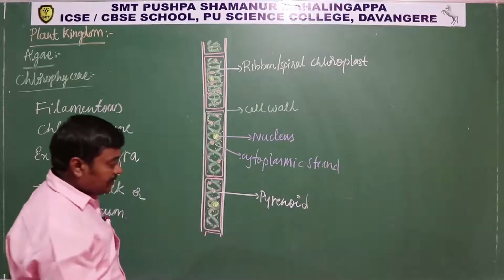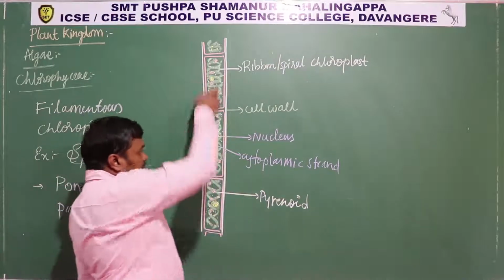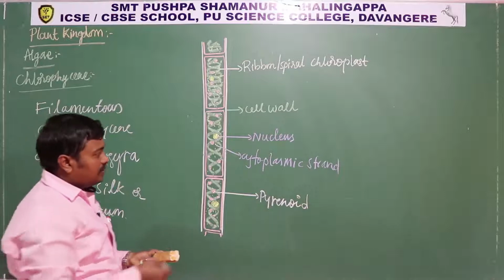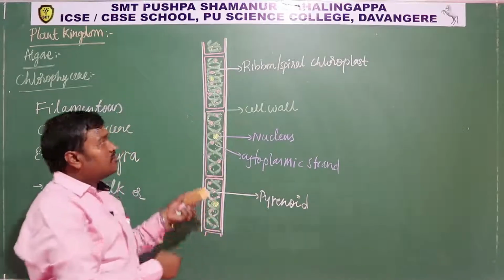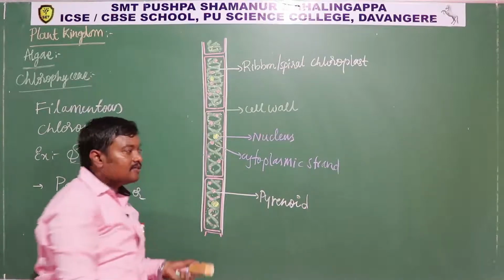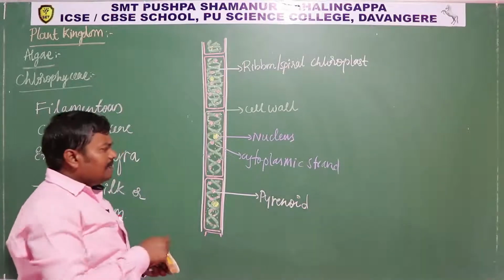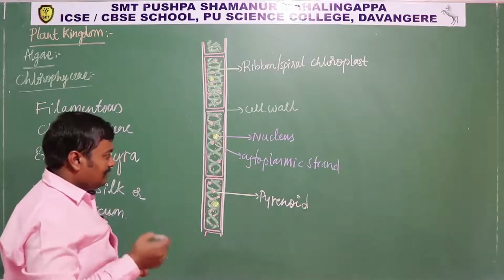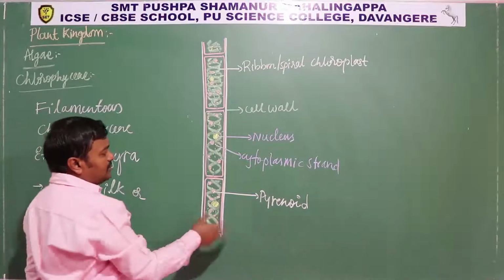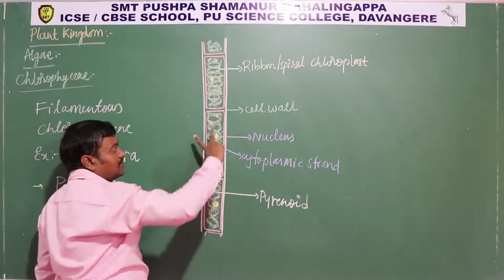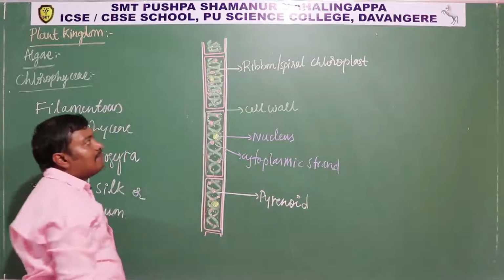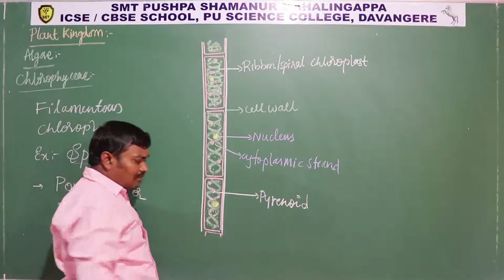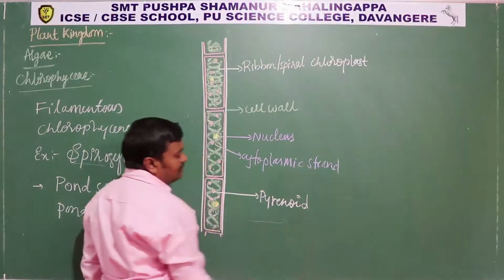The length of this filament varies. It may measure up to 10 centimeters. Sometimes it grows to 10 centimeters, a very thin thread-like structure. It may be in the 5 to 10 centimeter range. This is why they are called multicellular. This is one cell, second cell, third cell, like this. Many cells are present. If you observe under the microscope, it looks like this, and to the normal eye it looks like a very thin thread-like structure.